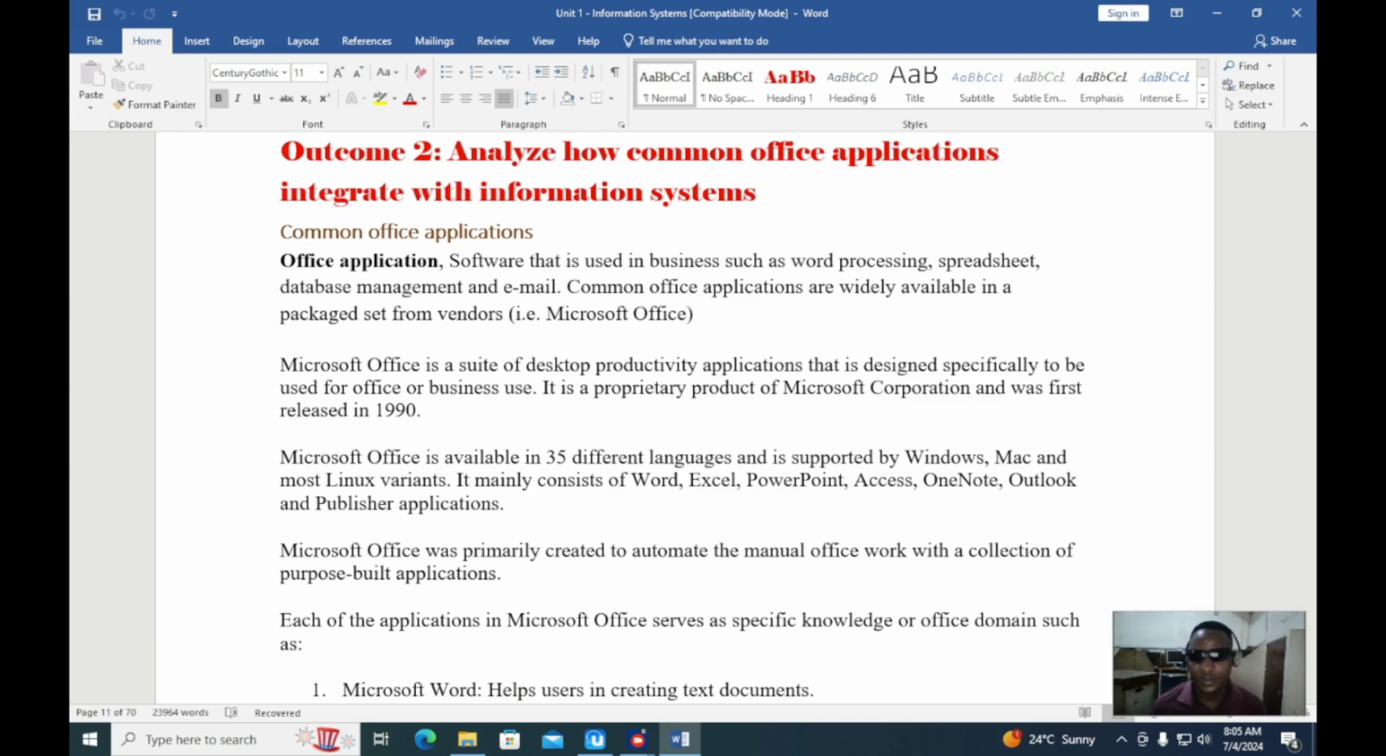For example, we have Microsoft Office. Microsoft Office comes as a package. In it we have software for word processing, software to deal with spreadsheets, software for databases, software for designing, software for presentations, and software that deals with emails. So Microsoft Office is an application used for desktop productivity and is designed for specific use in offices or businesses.